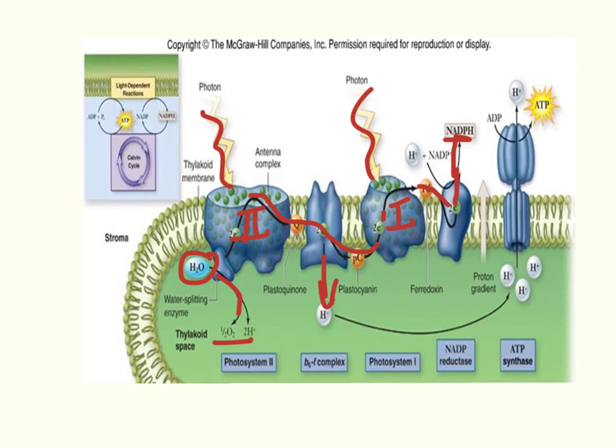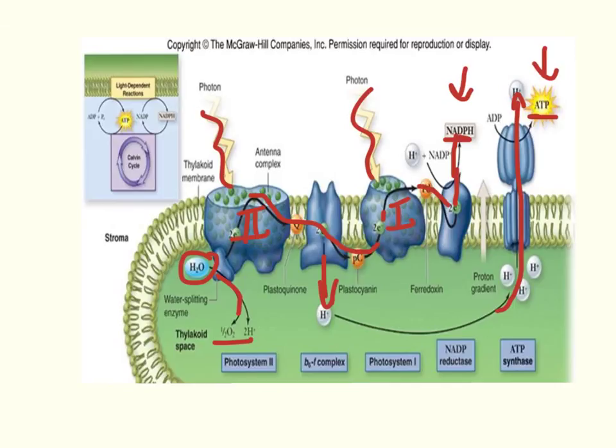Hydrogen ions then build up in this thylakoid space, creating a concentration gradient between that and the stroma outside. Hydrogen ions will then diffuse through the ATP synthase complex, generating ATP. And you now have ATP and NADPH being made. Those are the two products of the light-dependent reactions, along with the byproduct of oxygen.